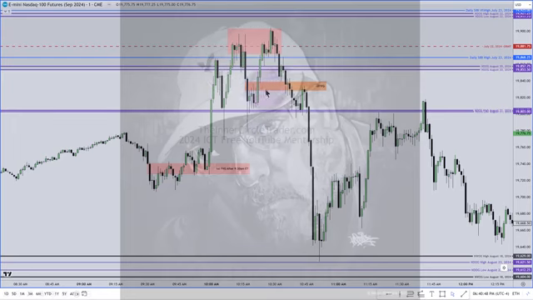And there's the inversion fair value gap. And I outlined that in real time before it even happens, before it even becomes an inversion fair value gap. I already had it over here. Go watch the live stream. I know it's like magic, isn't it?